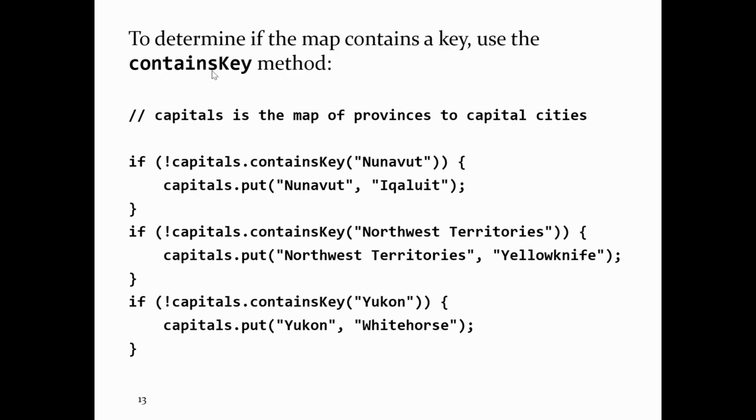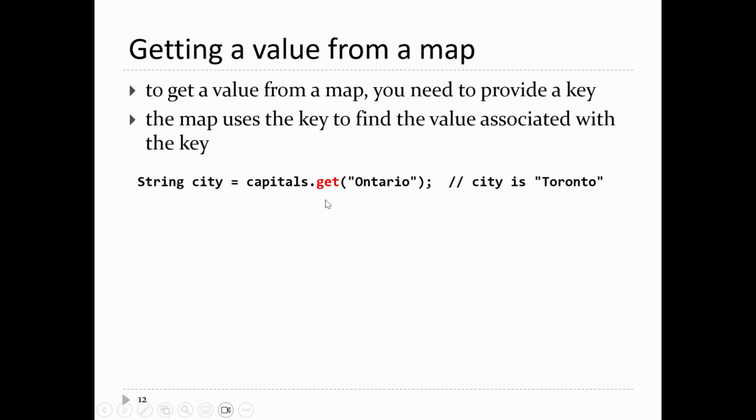All right. So using get, you can ask the map for the capital city of Ontario. If you give it a key that's not in the map, you get back the value null. So you can also use get to determine whether or not a key is already in the map. You just check the return value to see if it's null.